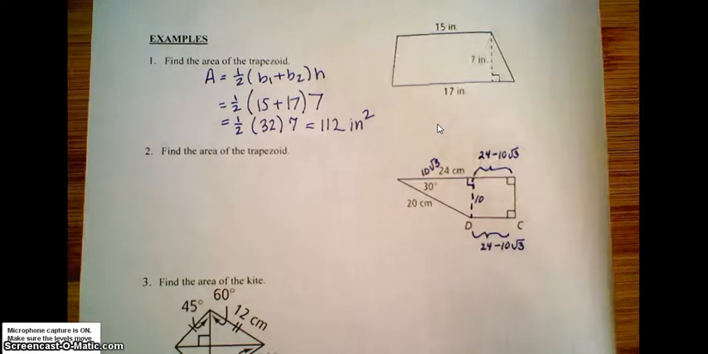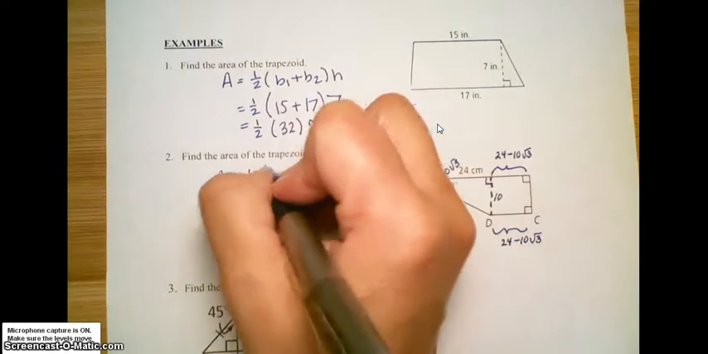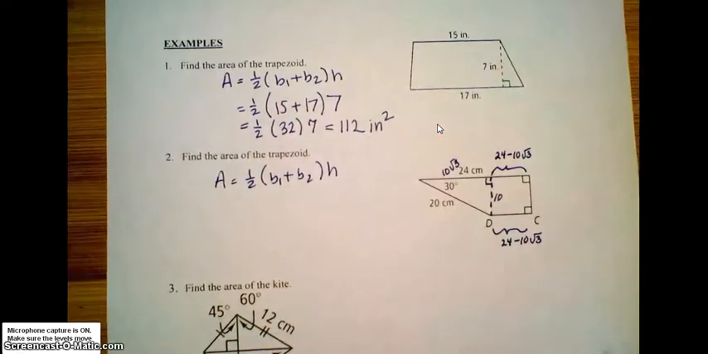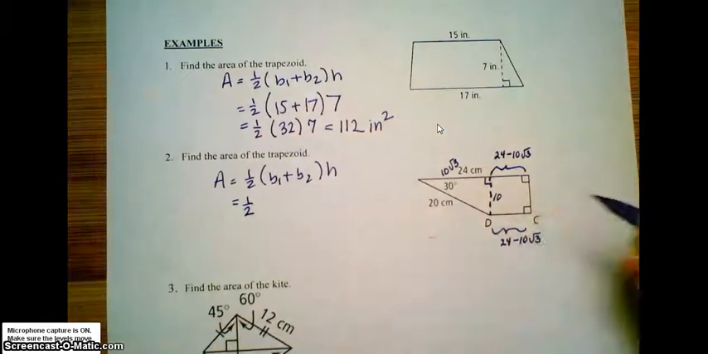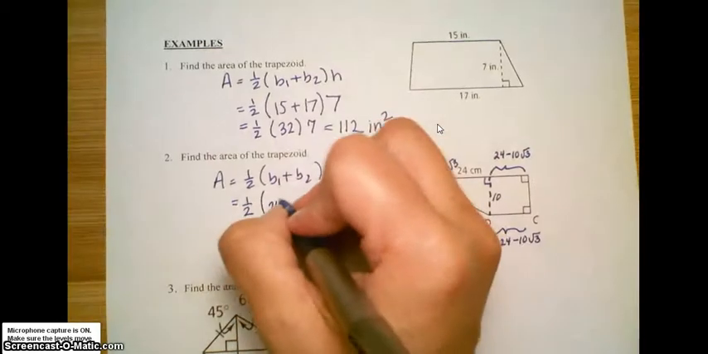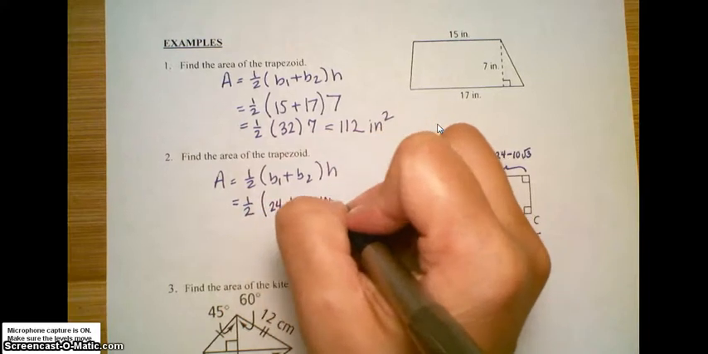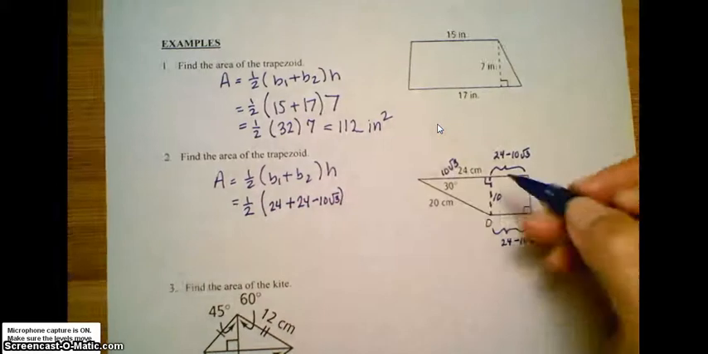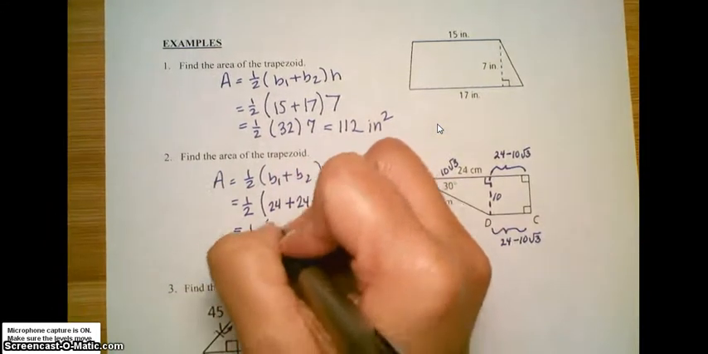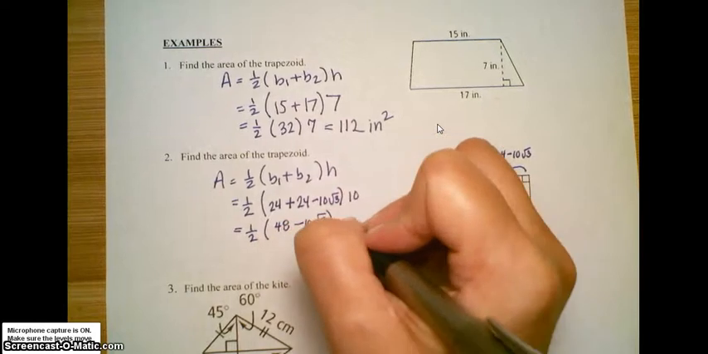Okay, so with that in mind, let's go ahead and calculate our area. So again, we write our formula because it's a good idea and it'll help us memorize it. Then we plug in what we have. One of our bases is 24, plus my other base is 24 take away 10 root 3. The height is 10. So at that point, I'm going to clean up inside: 48 take away 10 root 3.